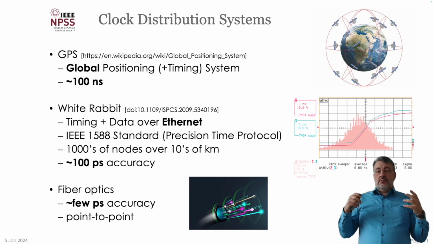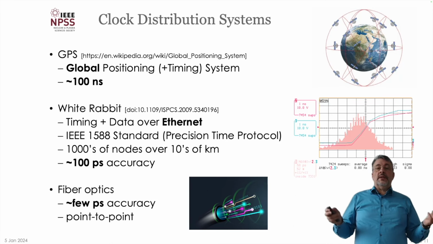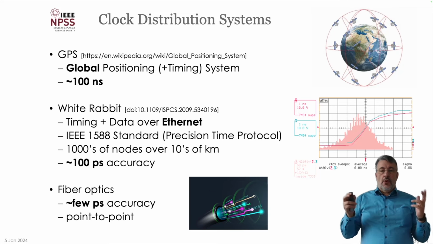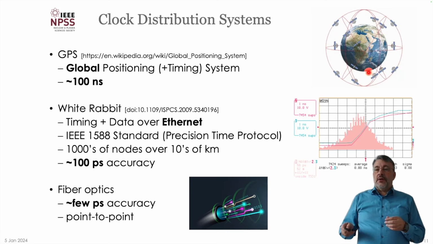To design a clock distribution system, there are several options. One obvious, of course, is GPS. You all know it from your mobile phones, from your car, the global positioning system. That works with satellites going around the globe and sending signals, and with a lot of corrections you get down to an accuracy of roughly 100 nanoseconds, but this is not enough for the experiment I was talking about.